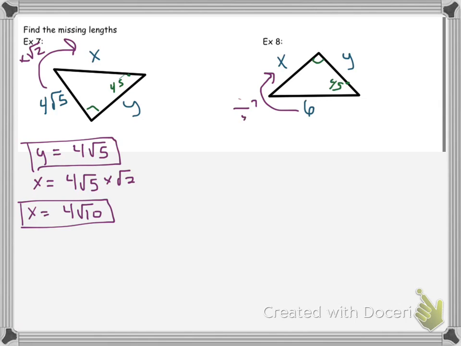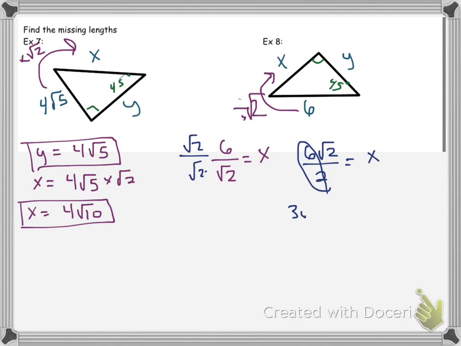Now we're going from a hypotenuse to a leg, so we divide by square root 2. So 6 divided by square root 2 equals x. Multiply both the top and the bottom by square root 2 like we did last time to rationalize the denominator, and our final answer is 6 root 2 over 2 equals x. And 6 over 2 simplifies to 3 radical 2. There we have x. 3 radical 2 is also equal to y because they are both legs of a 45-45-90 triangle.